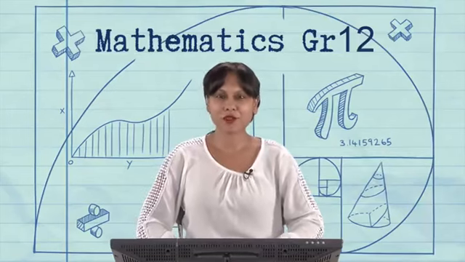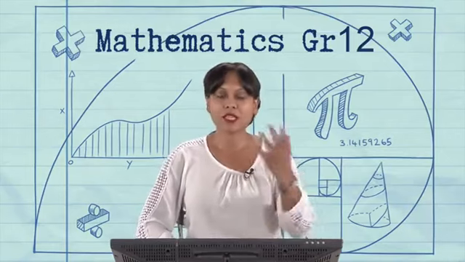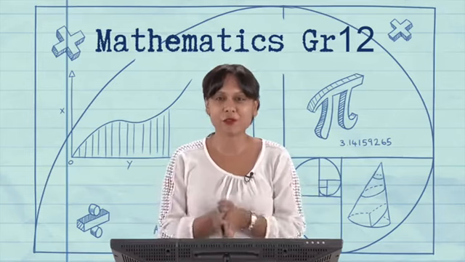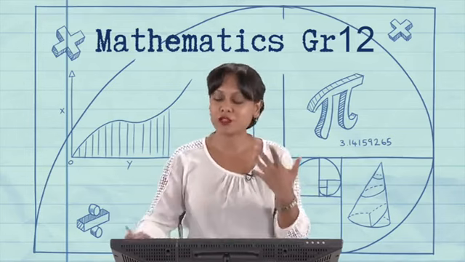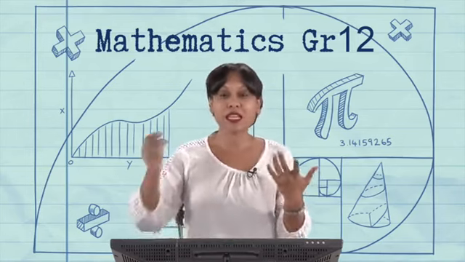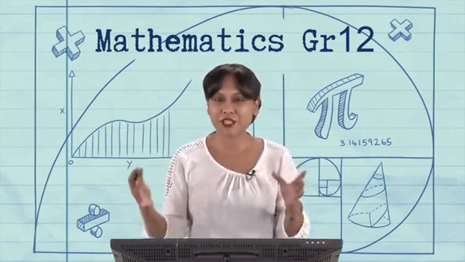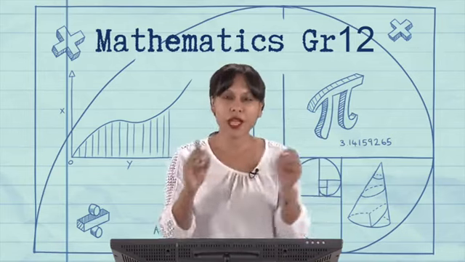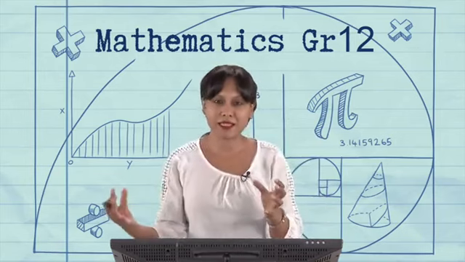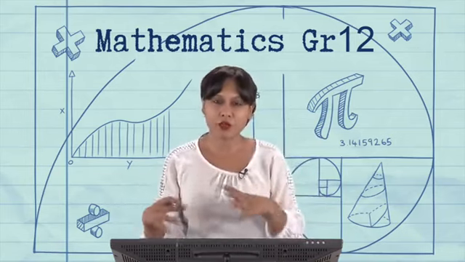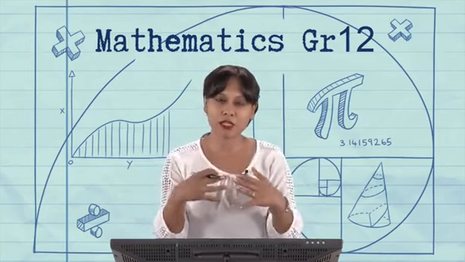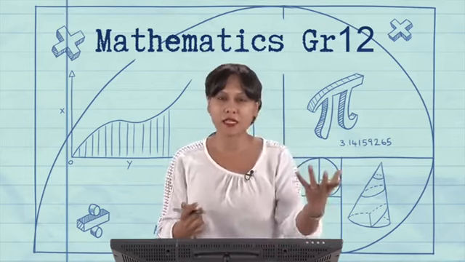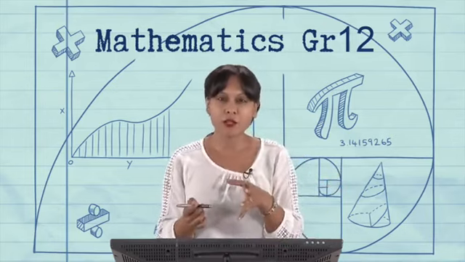Everyone, thank you so much for joining us today, Grade 12s. We are looking at exam preparation for paper 2. You know that your paper 2 is divided into different sections: Euclidean geometry, trigonometry, analytical geometry, and statistics. Today we're going to look at the two sections that make up about 50% of your paper, analytical geometry and trigonometry.